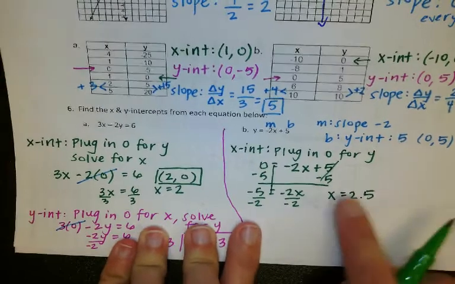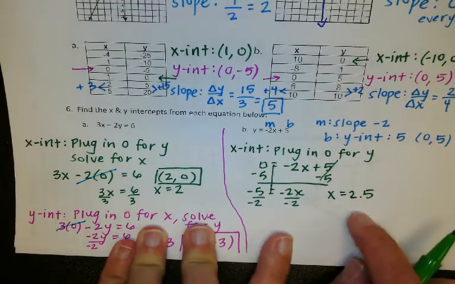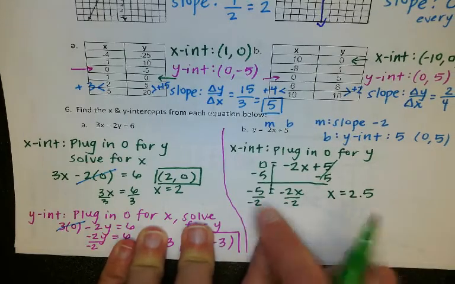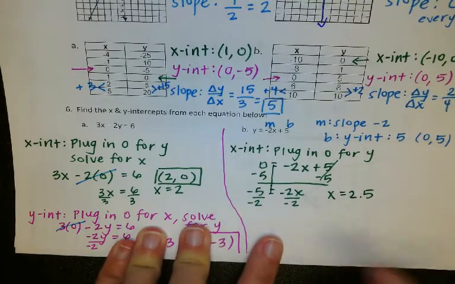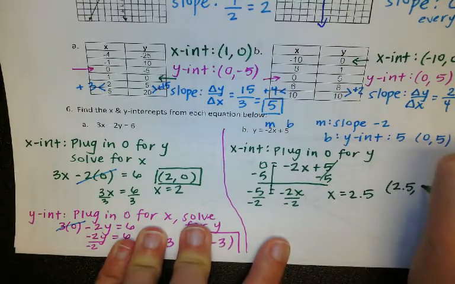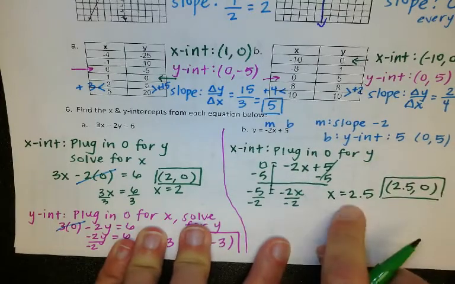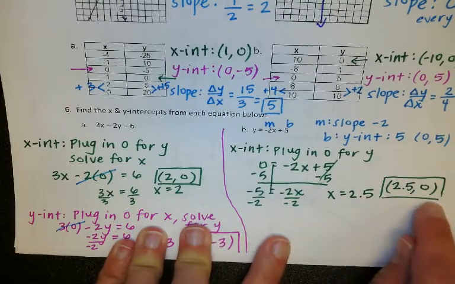We may want it to be a decimal if we were going to graph it, because I know where 2.5 is, but it's harder for me to visualize where 5/2 is for some fractions. So our x-intercept is 2.5, 0. Notice I didn't box the 2.5, I wrote it as an ordered pair.